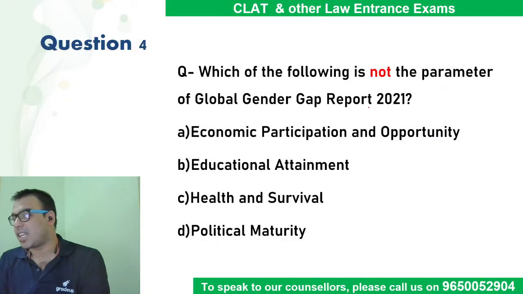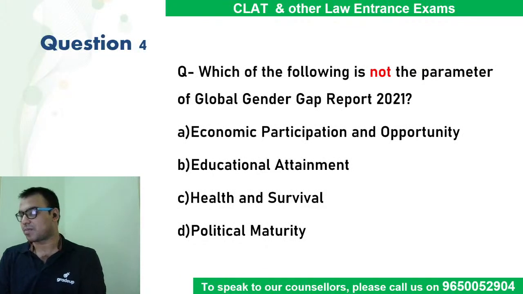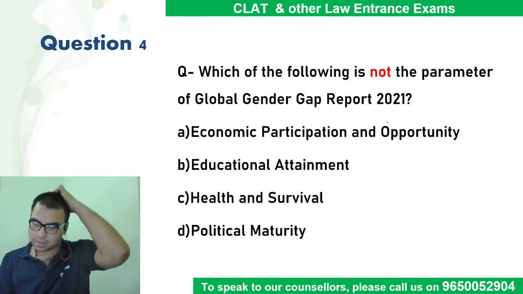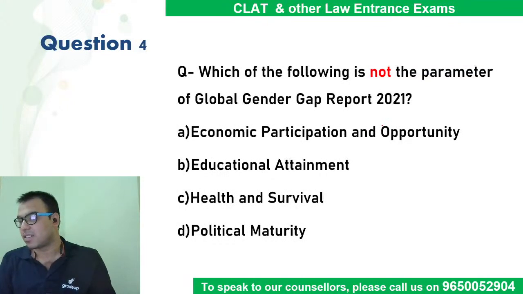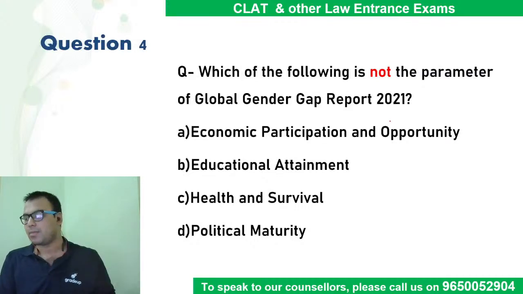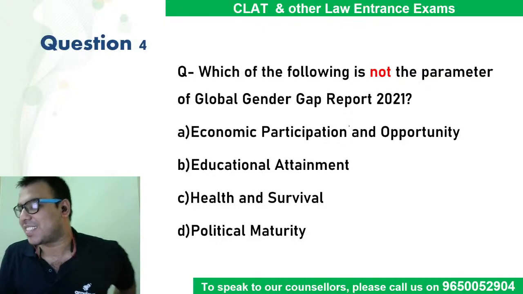Please answer this question. Anjali is saying A. Mahika, Ekta, Prerna, Chandni are saying B. Palak, Sejal, Priyanka are saying B. Astha, Yashraj, Sadika are saying D. Rinka is saying educational attainment. Anjali is saying C. Those who are saying D, please tell me what the option should be instead of political maturity. Ekta is saying D. Political participation is there. Yes.